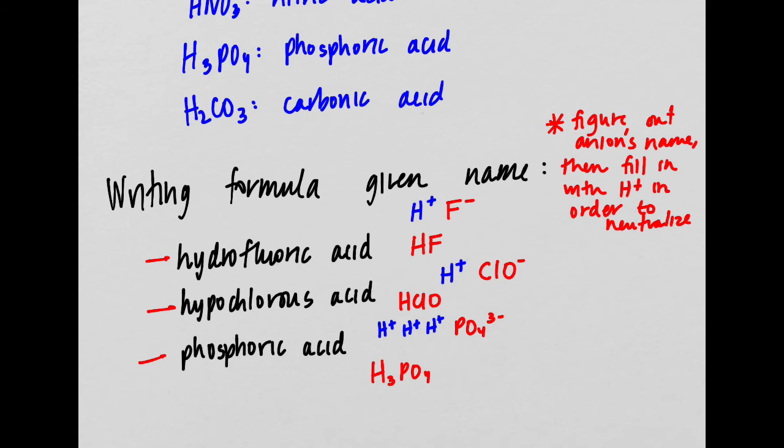All right. So writing the formula given the name is basically just the reverse of what you've been doing. You just got to figure out the anion's name first, then fill in with hydrogen ions in order to make that acid neutral, so there's no charge on it. Okay, lastly, we are going to learn how to write the names and the formulas of bases.